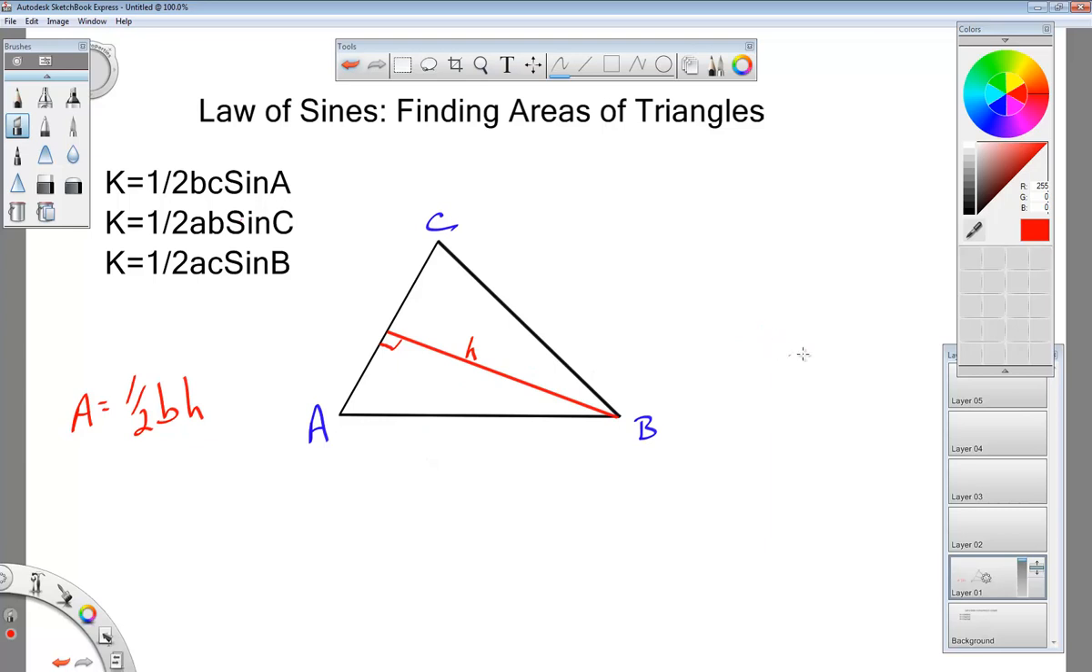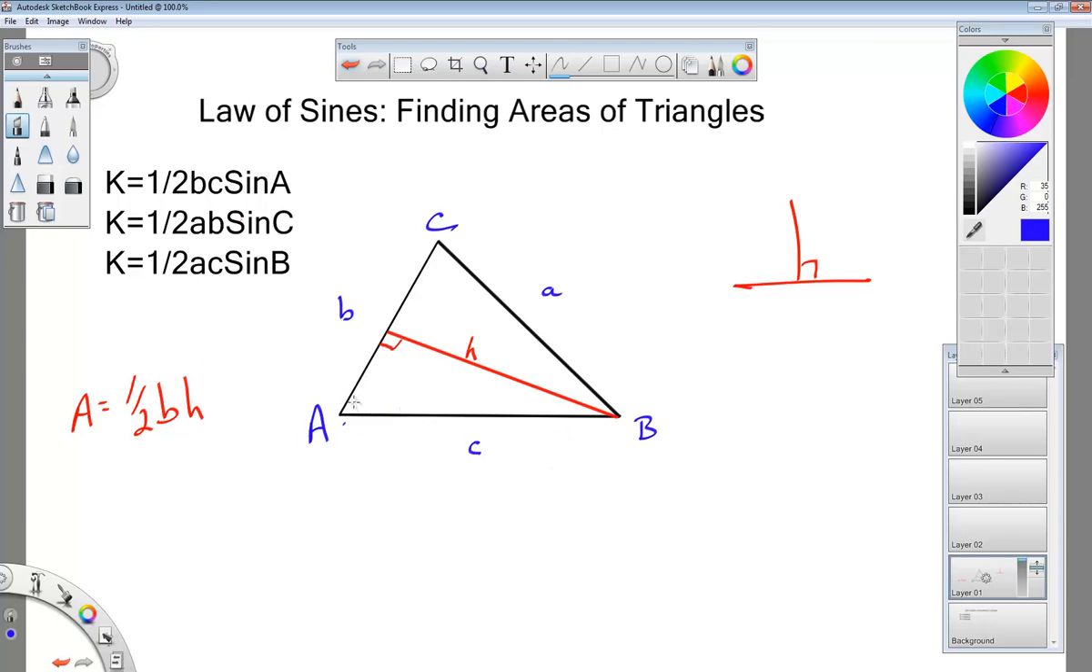We always measure height from the ground straight up. If they measure your height, they'll say stand straight up. Anytime you measure the height of something, it's from the ground straight up at a right angle, and in this case, it's like this. So if we label the other sides, I'll go back to this blue color and make this side b, side a, and little side c. These are the lengths of the sides. And I want to use this h to find the area.